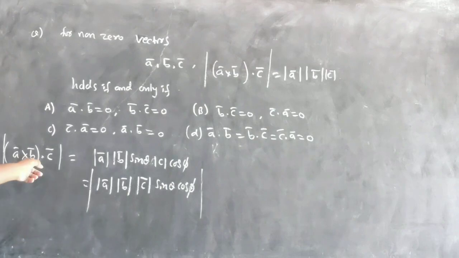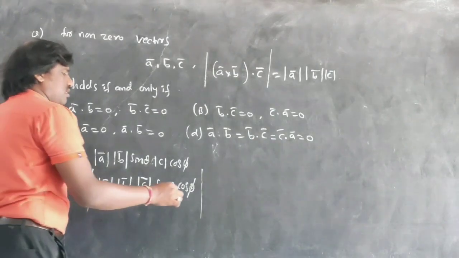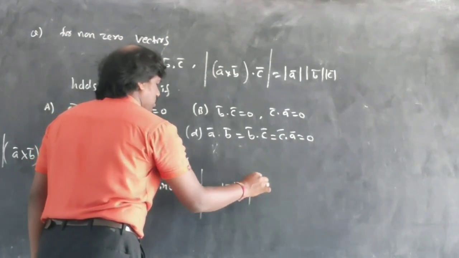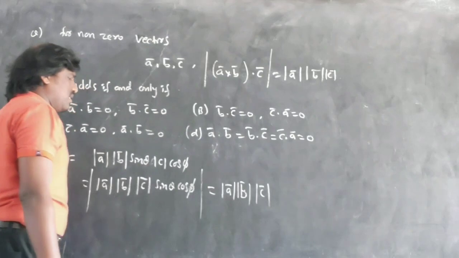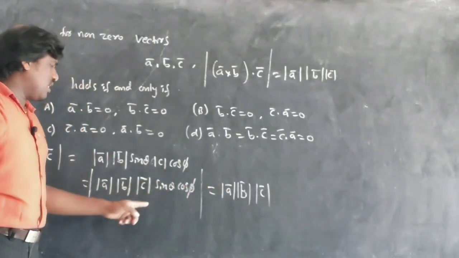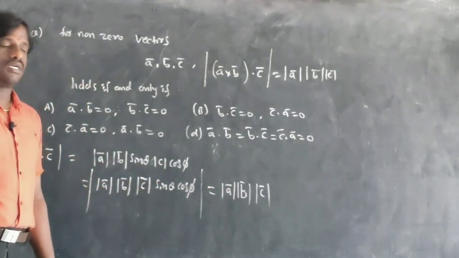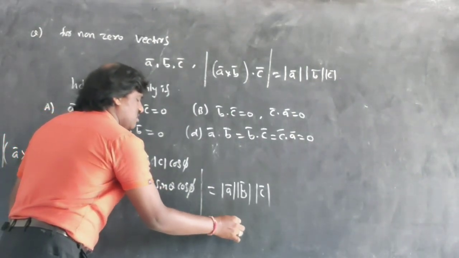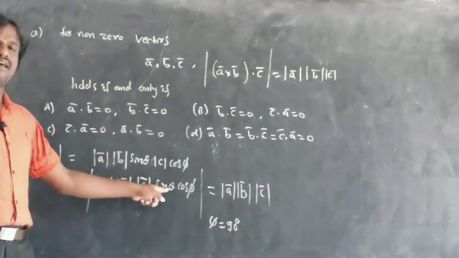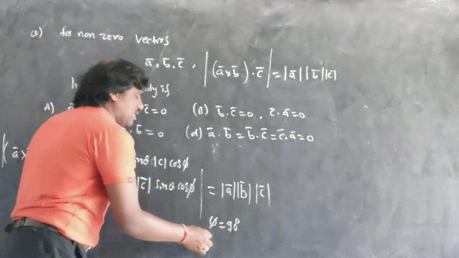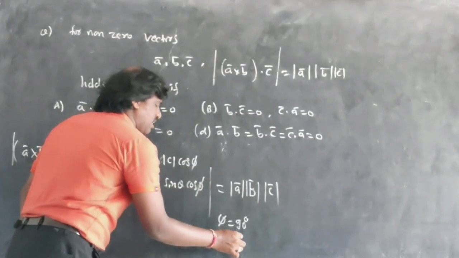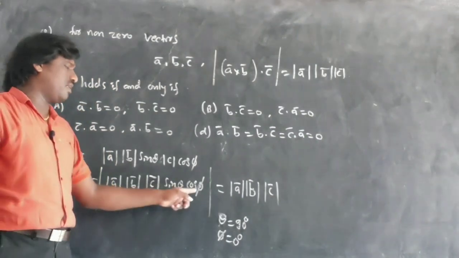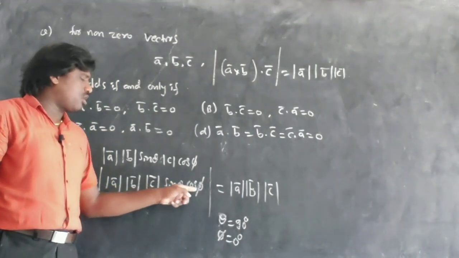See here, this value is equal to mod a mod b mod c. That is what they have given. It means if these both are equal, then sin theta should be 90 degrees. If sin theta is 90, then this value is 1. And cos pi is 0 degrees, then I am getting this value will be 1. So sin theta cos pi should be 0.